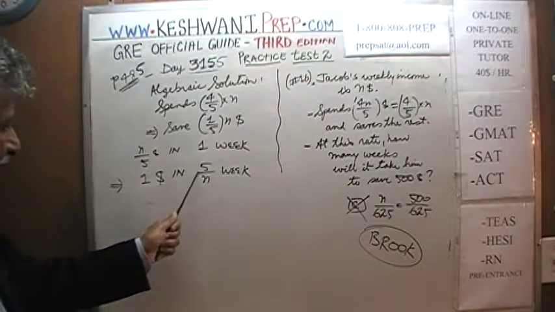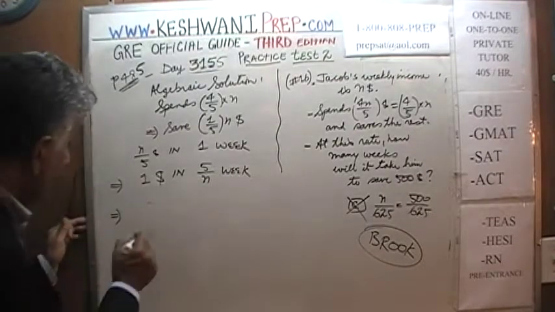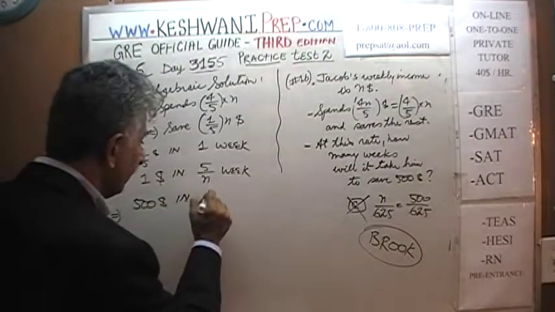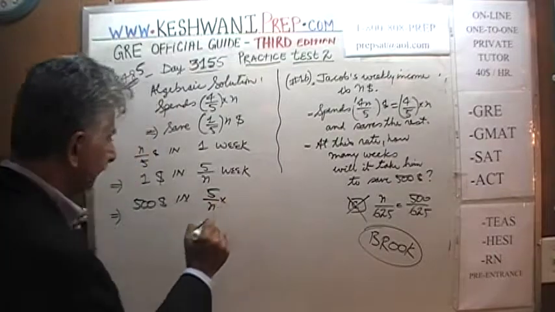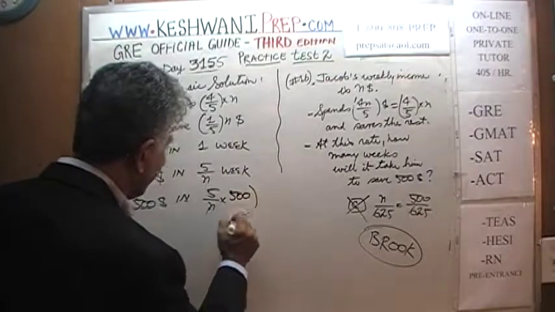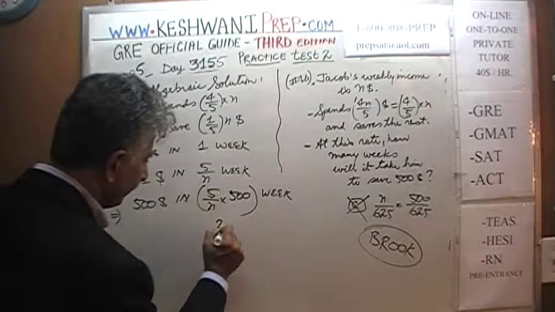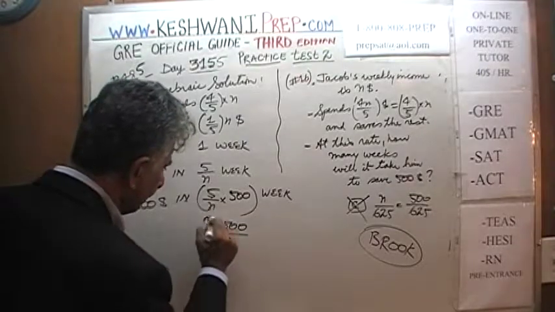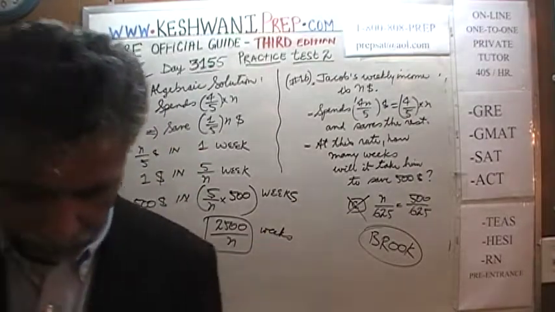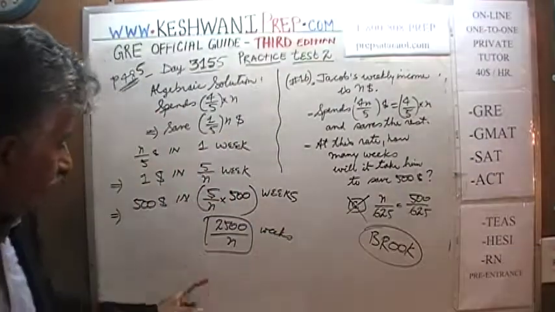If you can save $1 in 5/N weeks, that in turn implies that if you want to save $500, it should take 500 times the amount of time. 5/N times 500. 500 times 5 is 2500 over N weeks. Which is what we found the answer to be when we did it with plugging in techniques, 2500 over N.